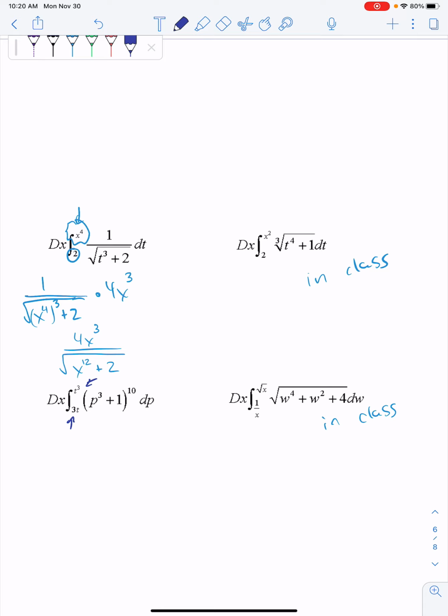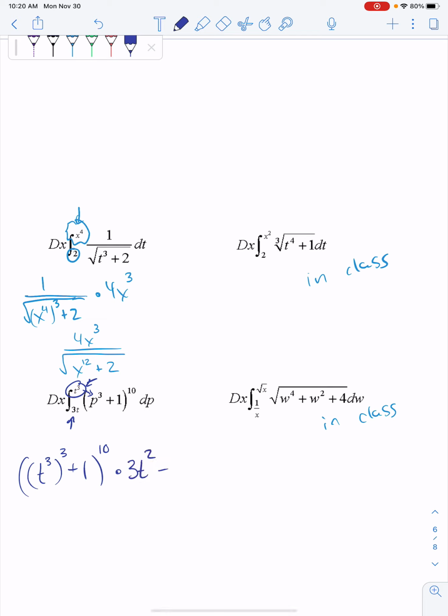I guess we have a couple of different options here, all right? So one of them is to just do what we've been doing. My bottom's not a constant, so it's not going to go away, so I can't just ignore it. So we've got to start with the top. So I just plug this in. So my derivative of my integral is going to be t cubed plus 1 to the 10th power. Holy smokes. But then I have to multiply that by the derivative of the top, which is 3t squared.